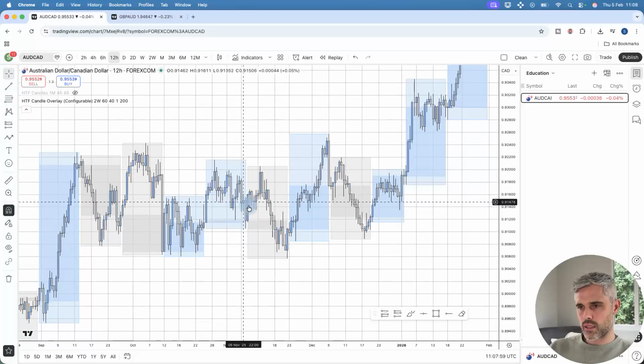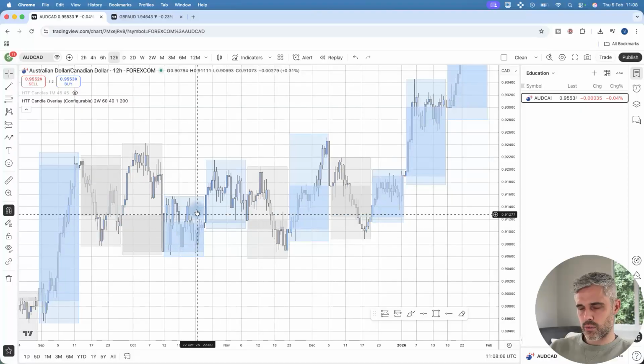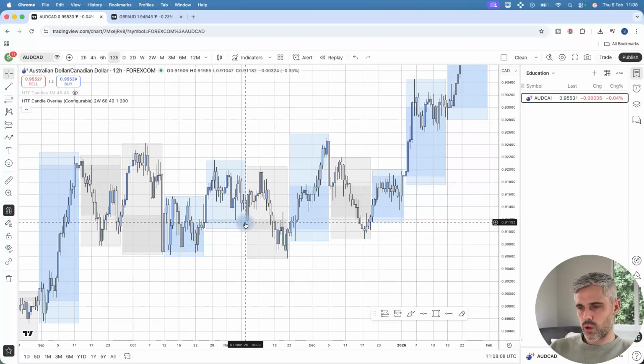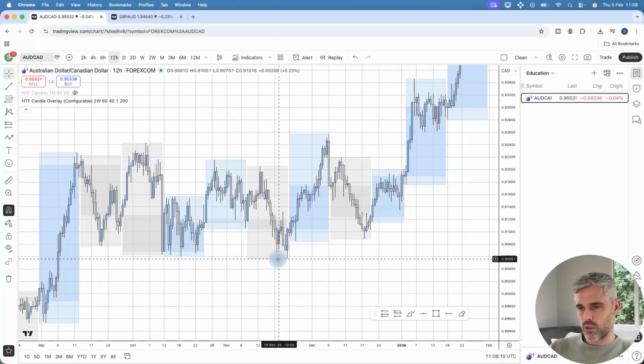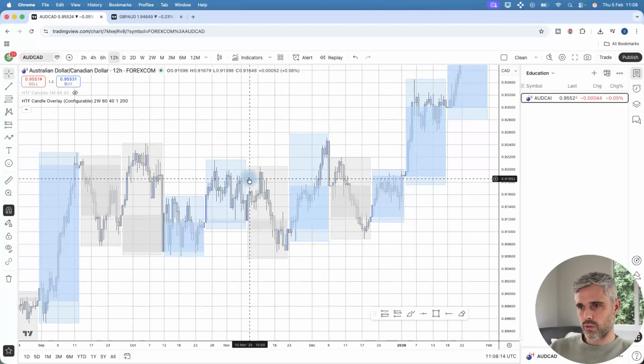What you see in this example right here is price breaks above the high, closes inside the previous candle range. But before it distributes to the low, it targets all of the liquidity at this high.